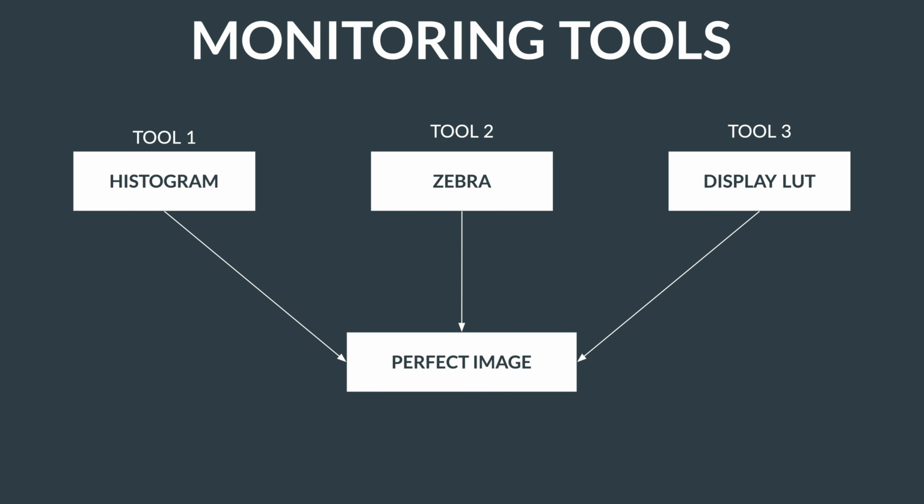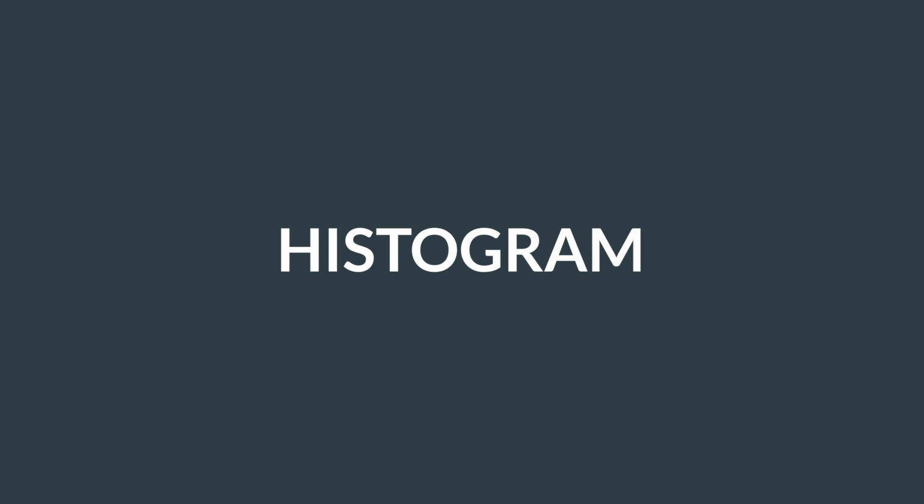Now, let's move on and talk about how to expose and monitor Sony Log 3. Now, this will change depending on which camera you are using, the FX series or the A7 series. With the Sony FX series, you do have the ability to monitor exposure with zebras, your histogram, as well as a display LUT. All of these can help you monitor exposure that will allow you to get a more perfect looking image. So let's talk about histograms.